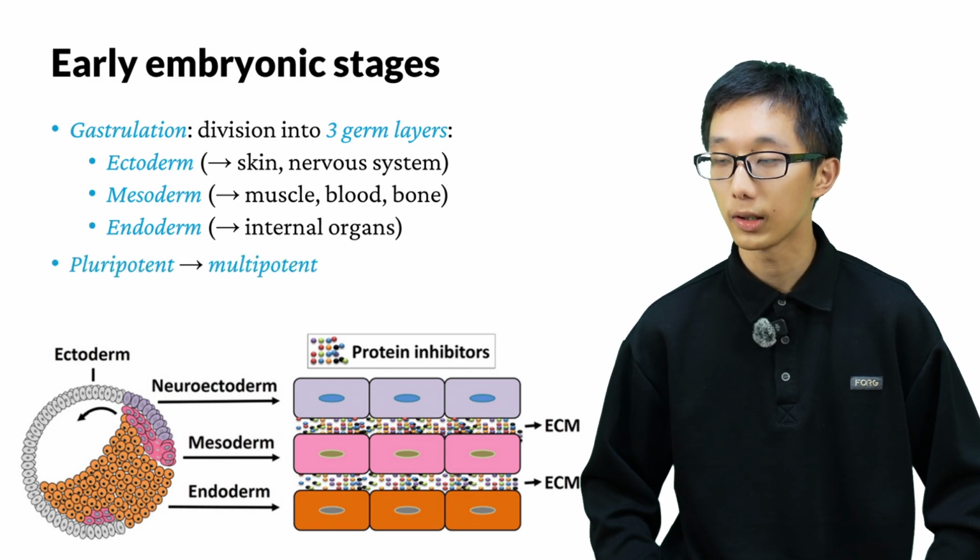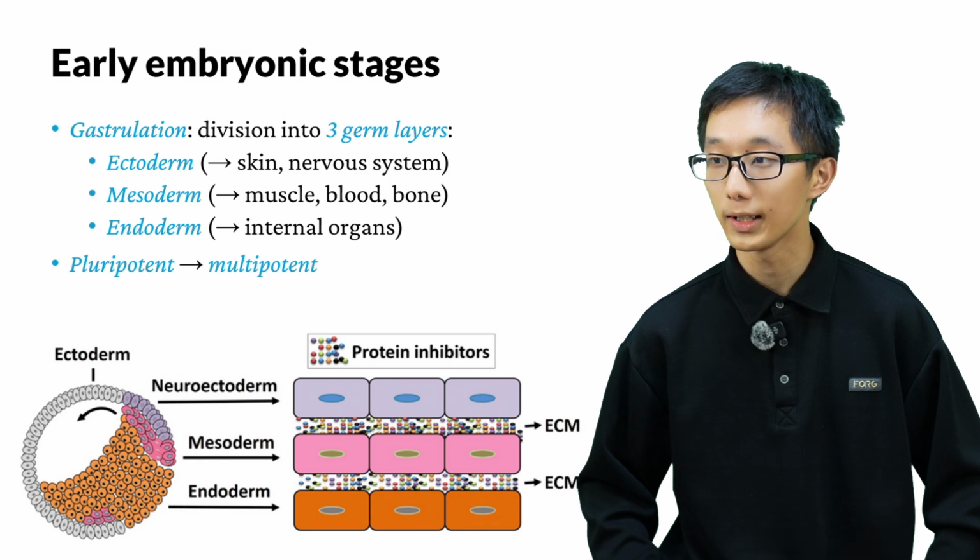At this stage, the pluripotent stem cells now become multipotent. They are capable of producing many types of cells. However, they do not produce all types of cells in one germ layer. As you may have noticed, there is a label in this figure here that says neuroectoderm. That is a very small portion of the ectoderm, but that will be our protagonist in the next slide.